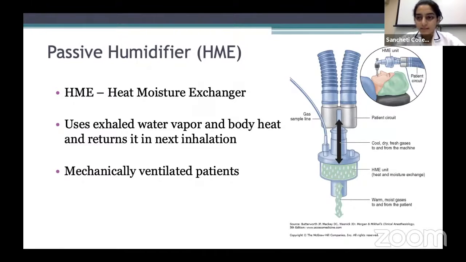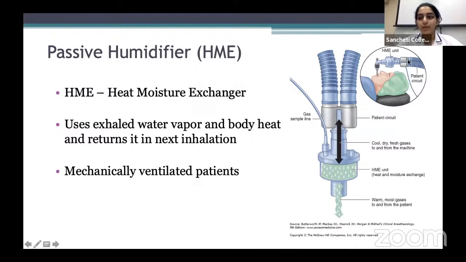Then we come to passive humidifier. Whatever we spoke about as of now was active humidification. Active means I have a different source of water and that is then being added to the air going into my patient. In passive humidifier, what am I doing? I'm making use of what is already inside the patient.